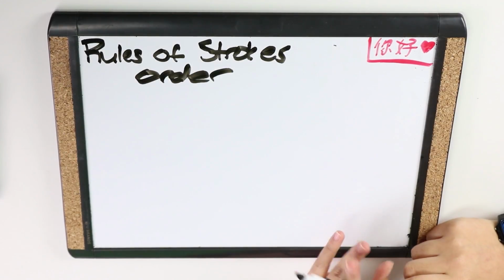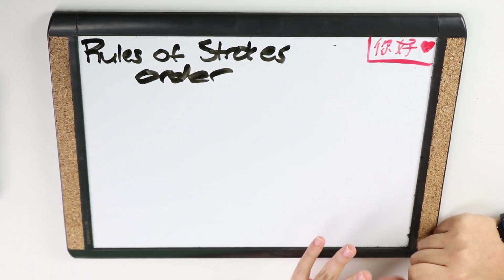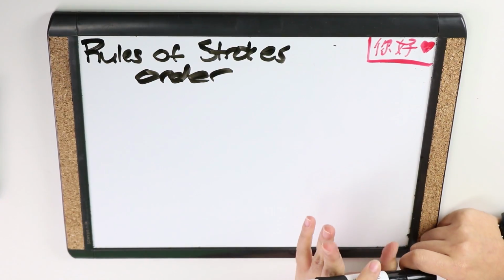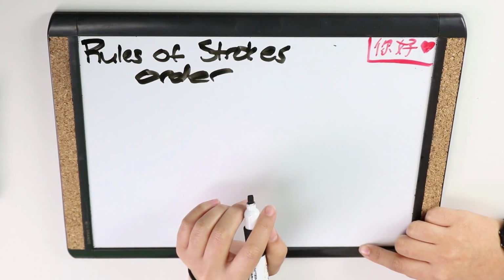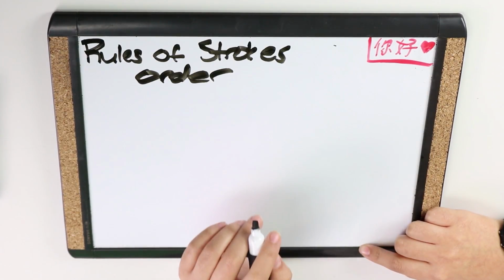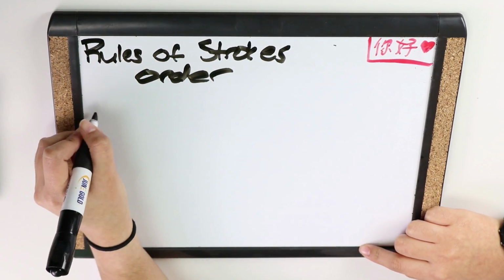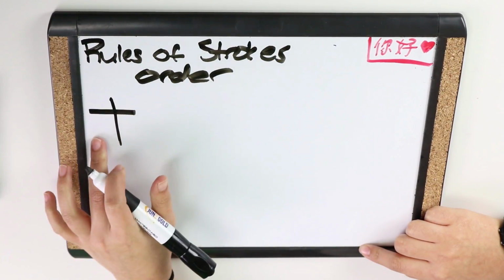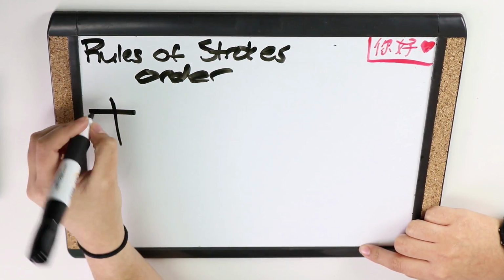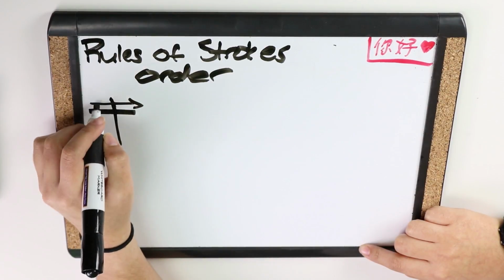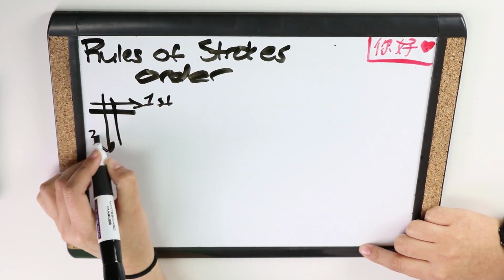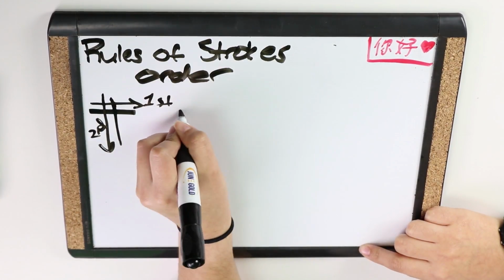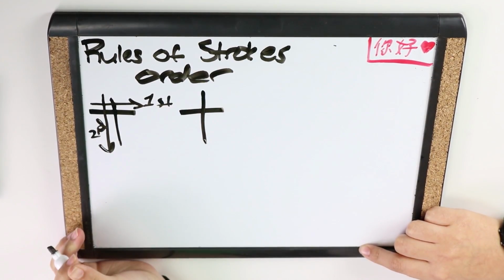So we're going to start with some rules of stroke order. I'll give examples and explain as I go. Here we have our first rule: you must go horizontal before vertical. That would be an example such as this one. I would do the horizontal first and then the vertical.